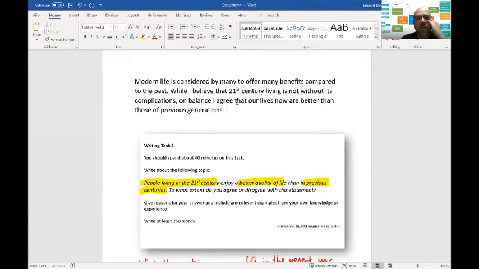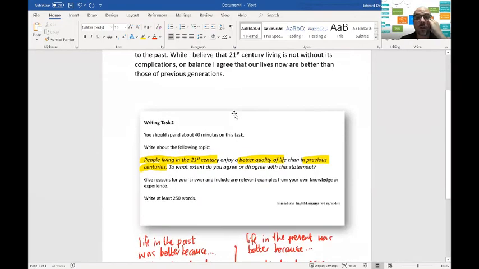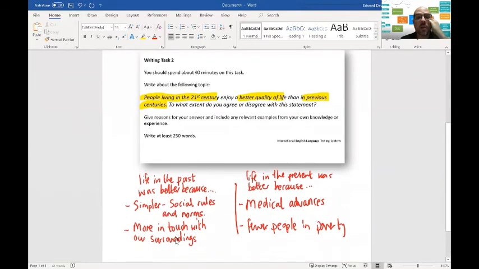Okay, so I'm going to move on to my first main body paragraph. And now, because I'm going to argue for the statement, because I'm going to argue that 21st century living is better, I'm going to talk about the other side first. That means when I move on to my second main body paragraph, I will be putting my stronger arguments, which will lead more naturally into my conclusion. So I need to make these arguments about it being simpler and how we're more in touch with our surroundings.